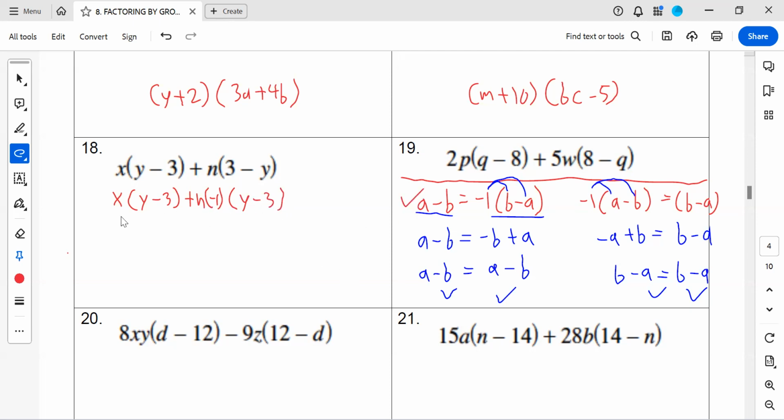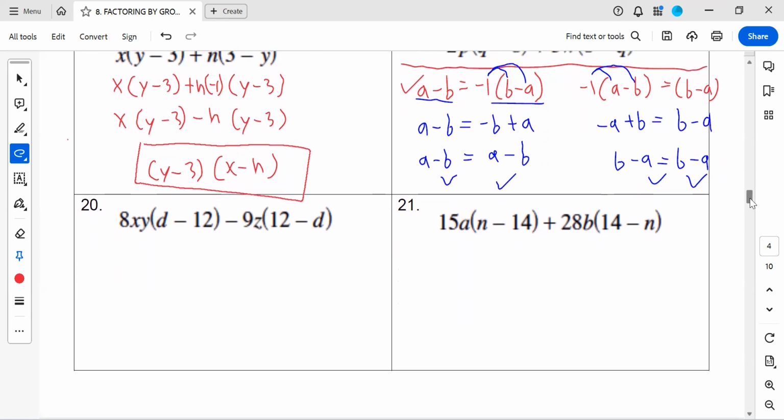Okay. In short, if I wanted to make it even shorter, just make whatever sign in the middle is opposite, because that's going to come out to -n from n times -1. And then now you can make the parentheses the same. Once your parentheses are the same, we can go straight to our shortcut, y minus 3, and then x minus n. And then that's it.